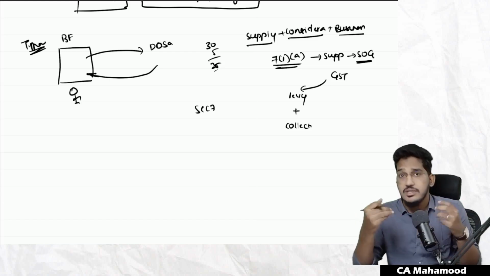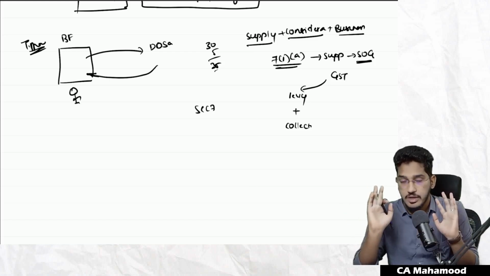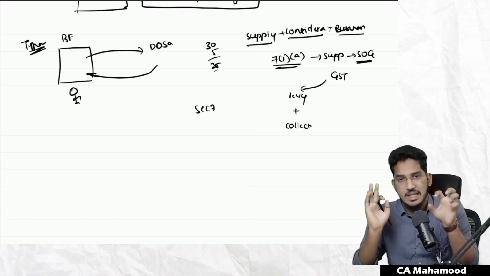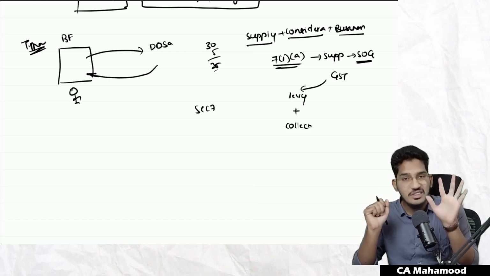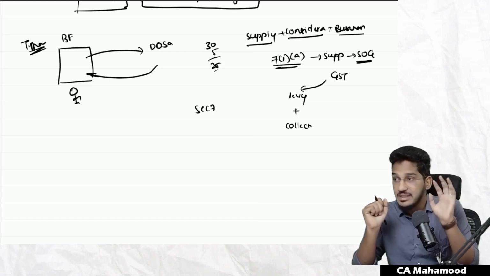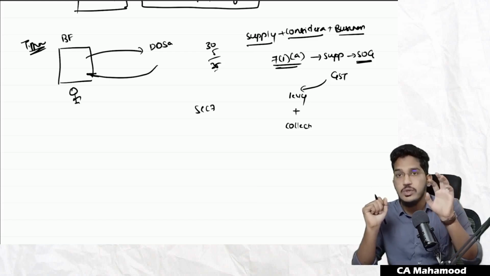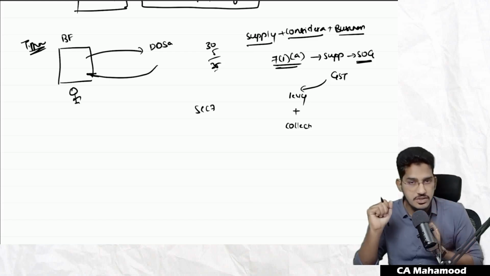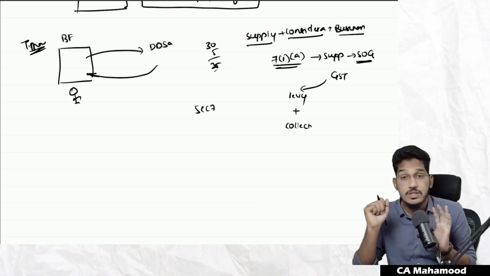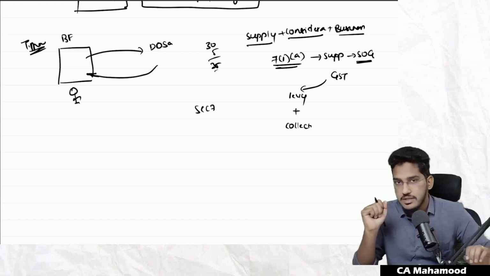In every case, GST might not be collected. Why? Because in order to collect the GST, only those people will collect the GST who are taxable persons. See, the term used in the act is taxable person. Taxable person means who, sir? Who has taken the registration with the GST department, who has obtained registration with the GST department.